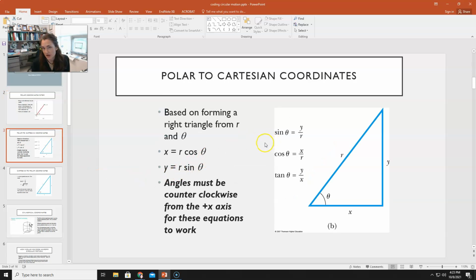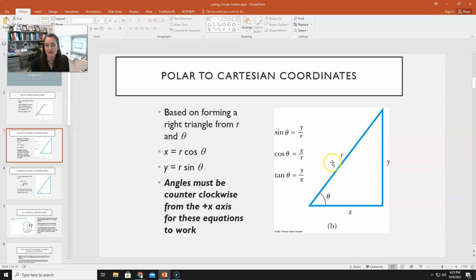It's easy to switch back and forth between Cartesian and polar coordinates. You just use your trig. So x is equal to r times cosine of theta, and y is equal to r times sine of theta. And this will always work as long as theta is defined as swinging counterclockwise from the plus x-axis.